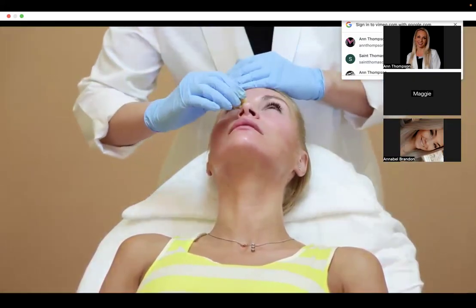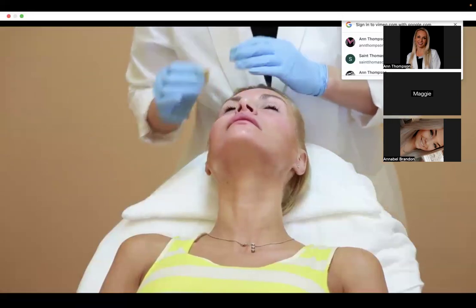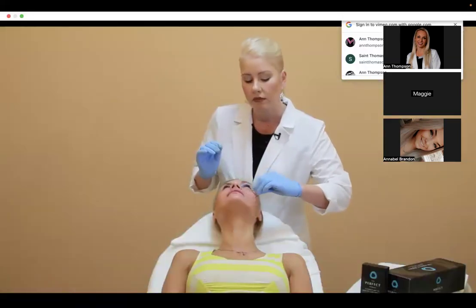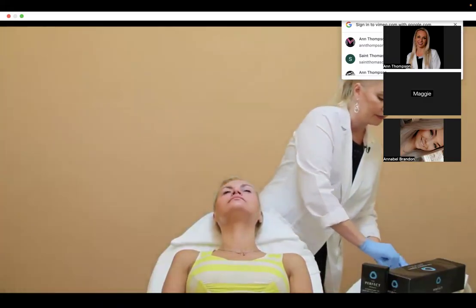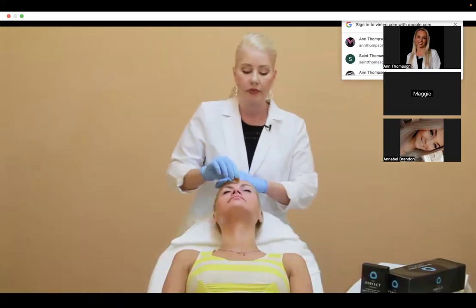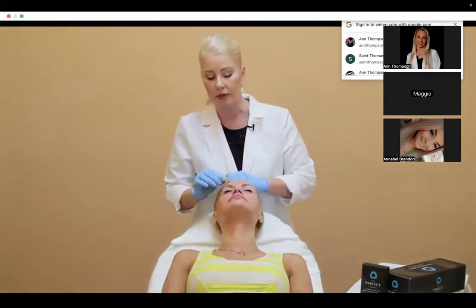Maybe look up towards me, please. And that'll be the last layer underneath the eye as well into the neck. And then we'll finish the peel throughout the rest of the face.